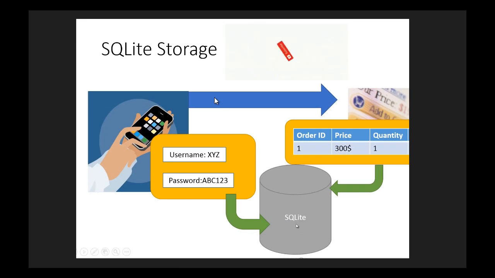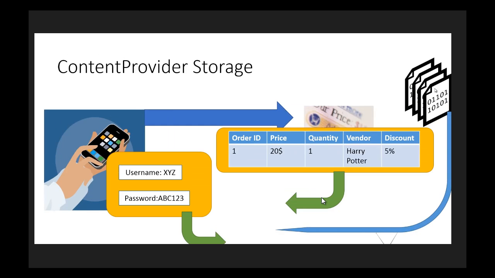The next storage option is SQLite storage. Whenever you want to store structured data inside your mobile phone, you can use SQLite storage, because it allows you to store structured data which is private to your app, like order ID, price, quantity, and many more details. If you want to store something which has many details, you have to convert it into the form of a table and store it inside SQLite. This is the third option, but this type of storage is a little bit trickier than the first two. So let's discuss this.